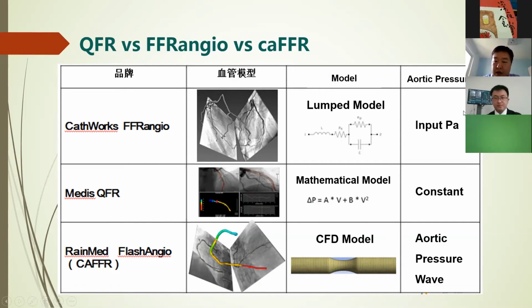In the CassWork FFR angle, they read the PA value, that means aortic blood pressure, from other machines and input this value into their machine. And MEDIS uses a constant value. I remember they use 80 millimeters of mercury. The RainMed FFR angle uses the aortic pressure waveform input to the RainMed console. We can improve the accuracy of the angle-derived FFR.